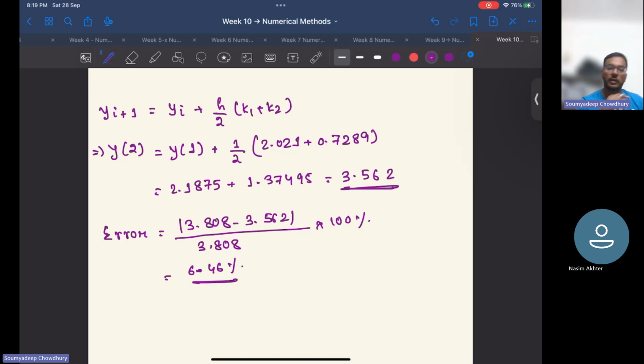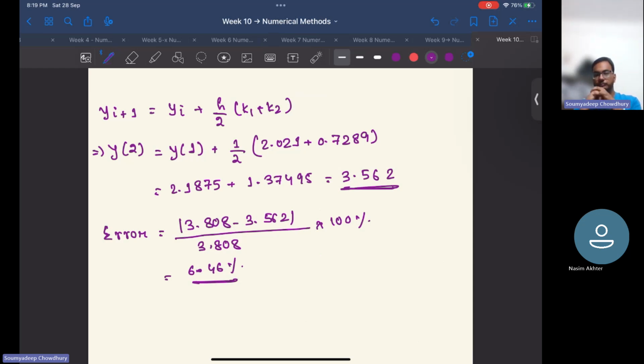Whereas in Euler's method we saw with h equal to 0.5, that is half of the present step size, we were getting almost the same error, 6.5%. So you can understand that this RK2 method is a better approximation. Had we taken h equal to 0.5 in this RK2 method, we would have got a much lower error, because with h equal to 1 itself we are getting 6%.